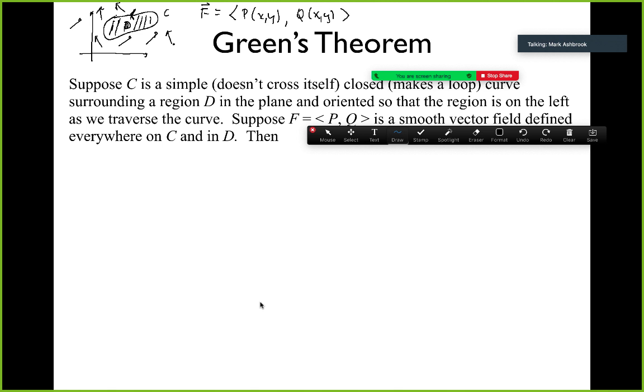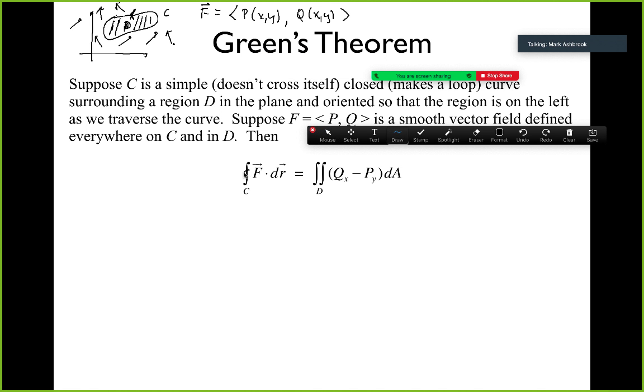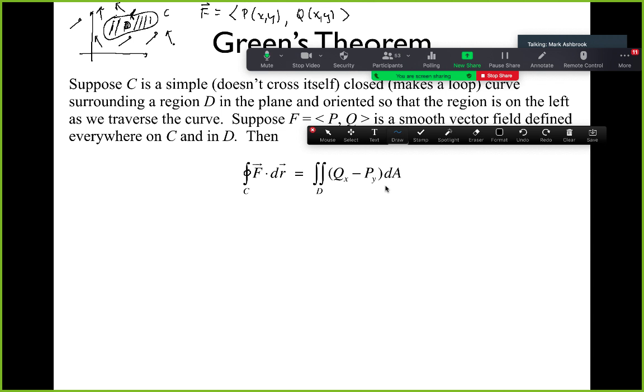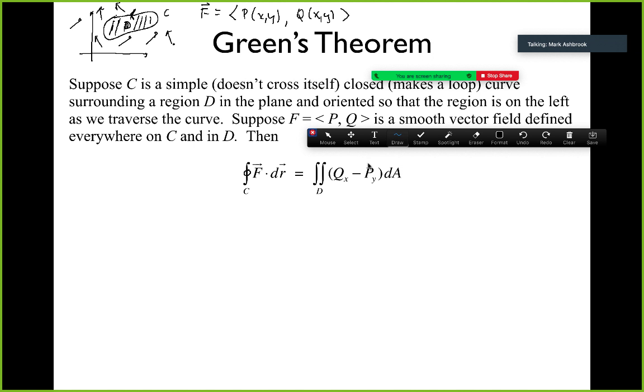Okay, and so then Green's theorem says this. It says that the circulation around the boundary is the same as the double integral over the region of this function, Qx minus Py. So we're going to hold off on talking about the meaning of that function, but for now, just know that it's a rate of change.